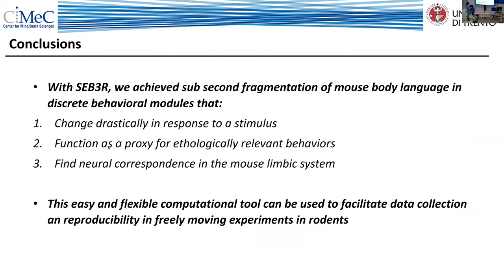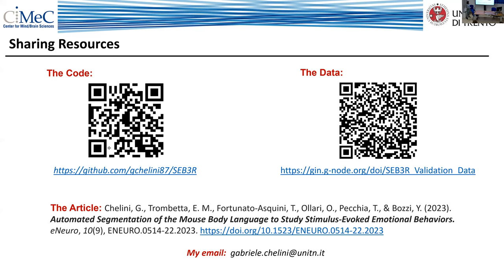In conclusion, with SEB3R, or SABER, as I like to call it, we achieved this sub-second fragmentation of mouse body language, and we identified behavioral modules that can change drastically in response to a stimulus. They function as a proxy for ethologically relevant behavior that is precisely mapped within some brain circuits. And the idea now is that this code is available on multiple resources, and we are aiming to have this reused by other people and further validated. We ran many different trials and the results are always the same, so they're very consistent.